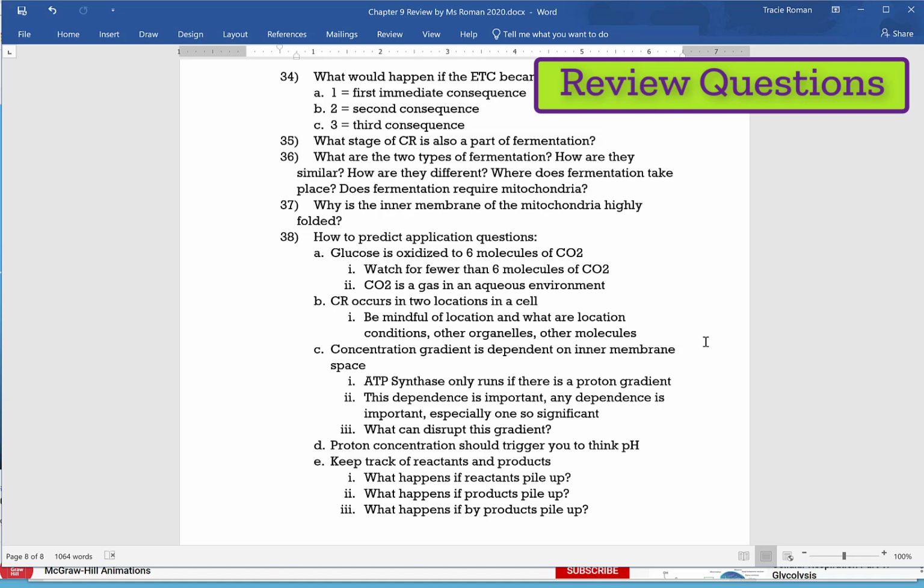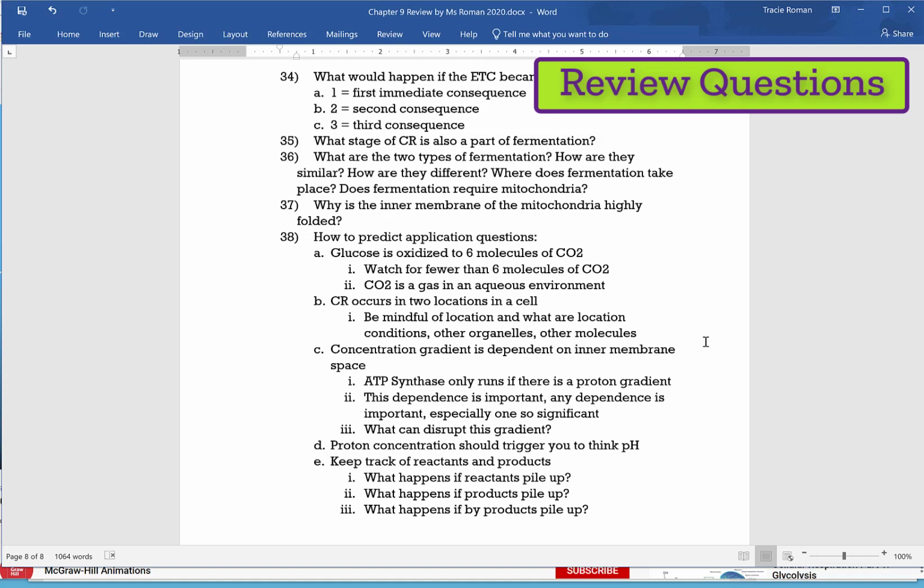So if there's a change of location, then keep an extra eye on the question to see if they throw a wrench in there and the molecules are not in the correct location.